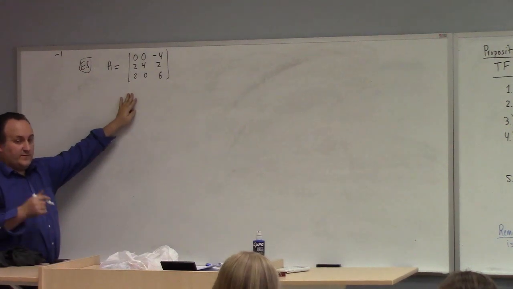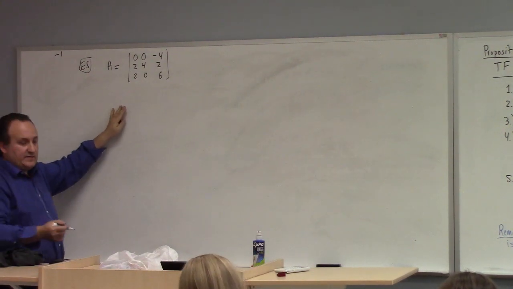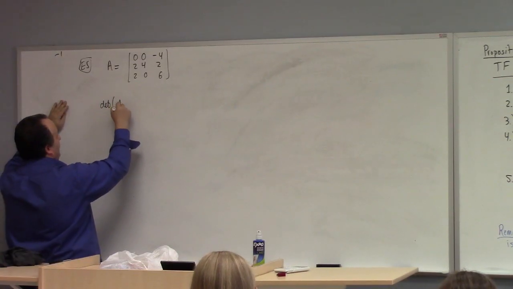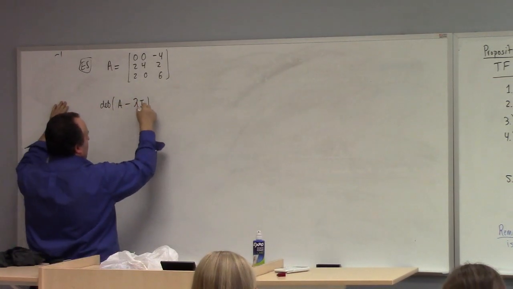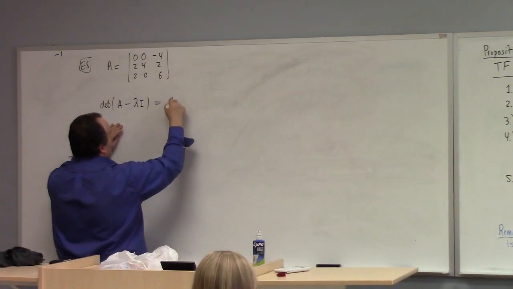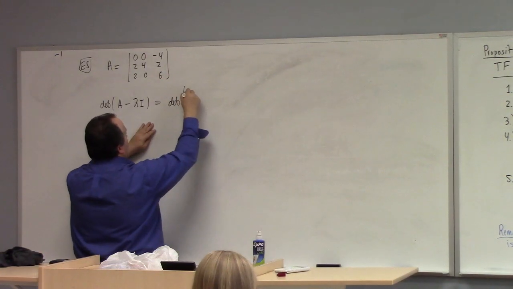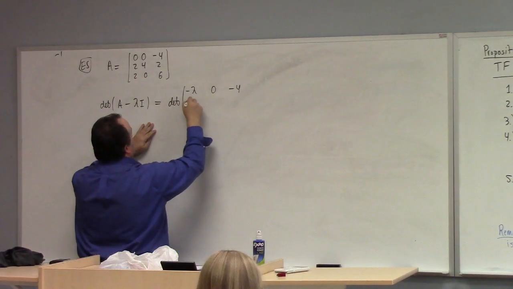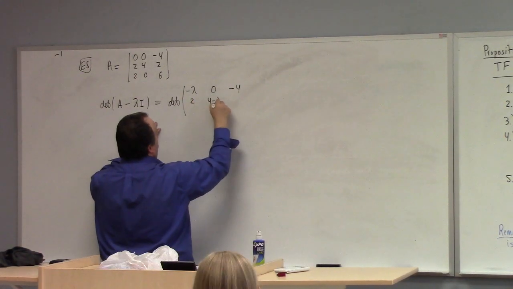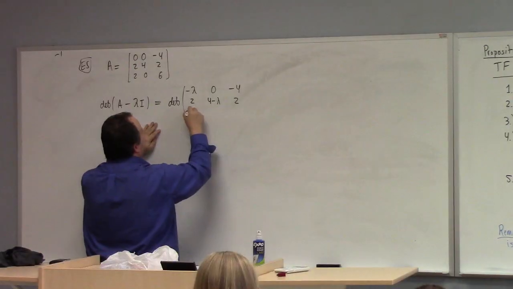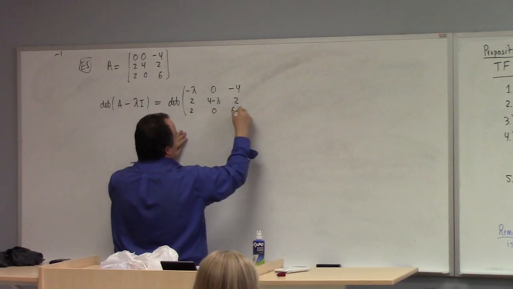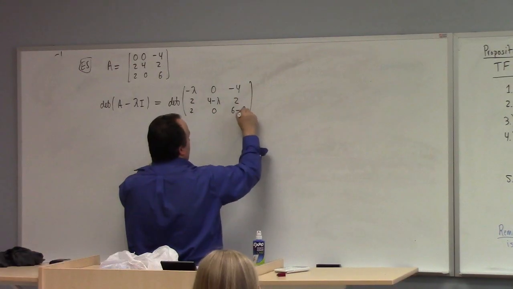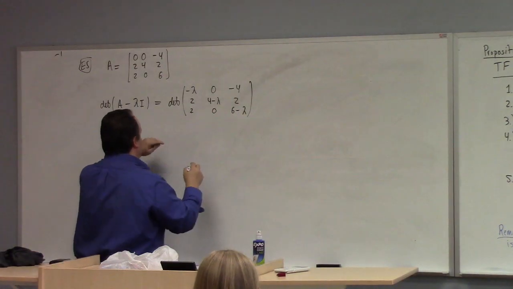Matrix. First order of business, we write down the characteristic equation. So the determinant of A minus lambda I is the determinant of minus lambda, 0, minus 4, 2, 4 minus lambda, 2, 2, 0, 6 minus lambda. All right. Now we need to calculate.